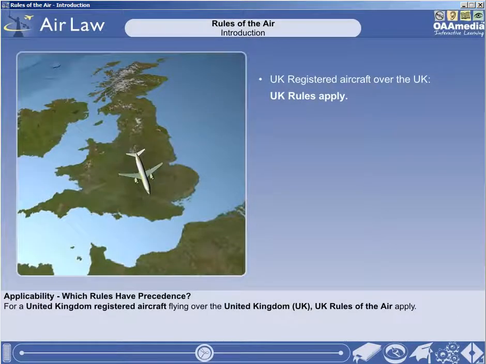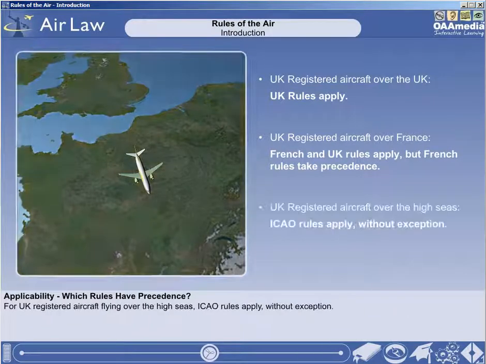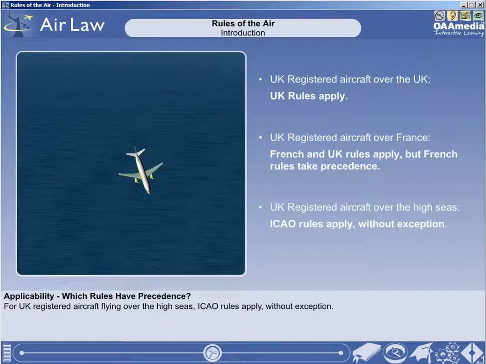For a United Kingdom registered aircraft flying over the United Kingdom, UK rules of the air apply. For a UK registered aircraft flying over, say, France, French and UK rules apply, but the French rules take precedence. For UK registered aircraft flying over the high seas, ICAO rules apply without exception.